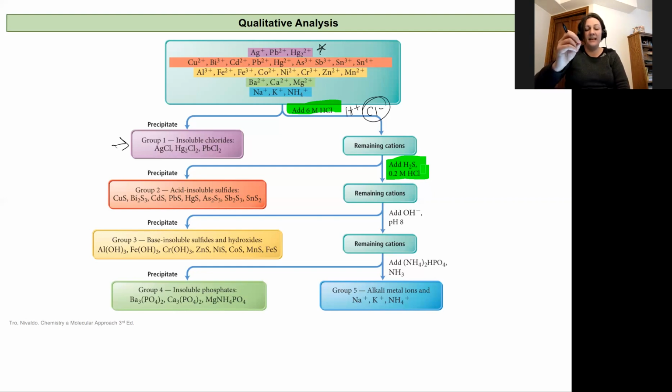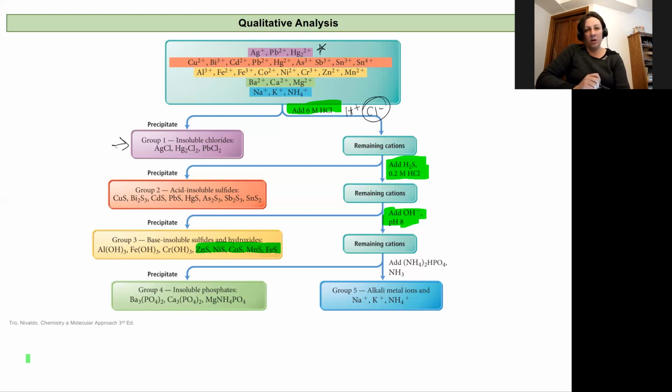Now, if we did a basic addition of hydrogen sulfide, we would get a different category of ions to precipitate out of solution. And so if we take the remaining solution and we add sodium hydroxide until we can increase that pH to something like 8, then we're going to see aluminum hydroxides, iron hydroxides, chromate hydroxides form and fall out of solution. We'll also see some sulfides come out too. So zinc sulfide, nickel sulfide, manganese sulfide, and iron sulfide. And so that'll kind of be our third group or classification, our base insoluble sulfides and hydroxides.